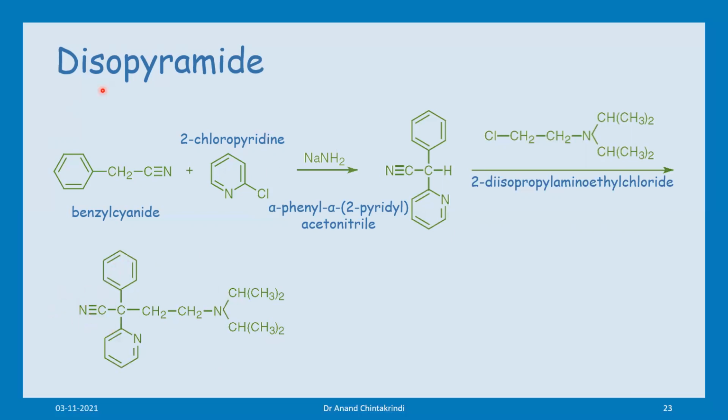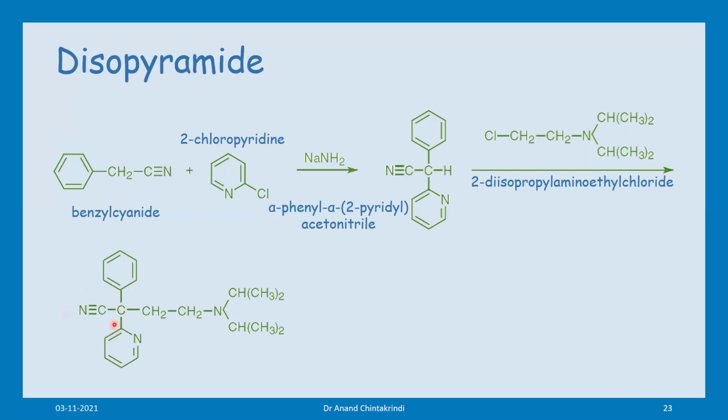Now, in disopyramide, you have the carboxamide group here, hence the name. Disopyramide is the name which is coming from the diisopropyl groups, the presence of the pyridine ring, and finally the amide.